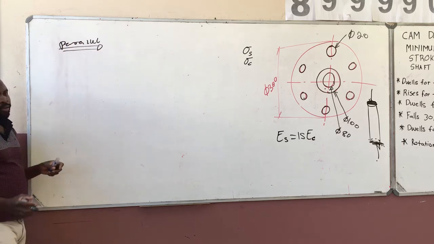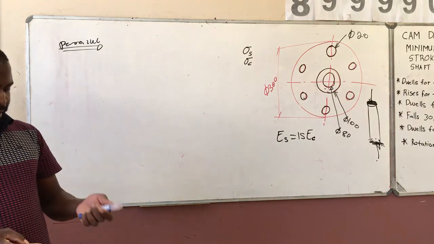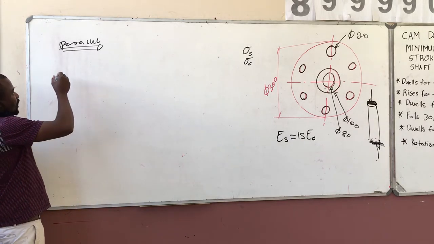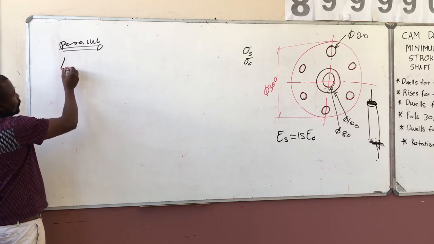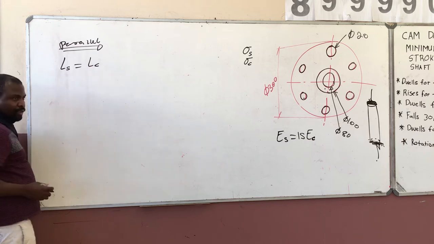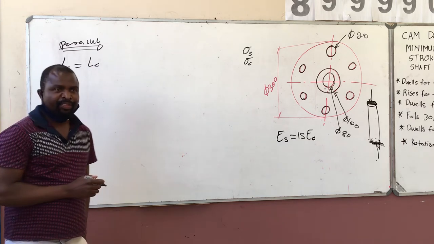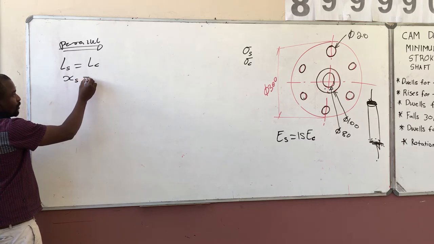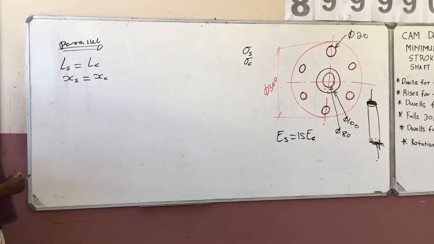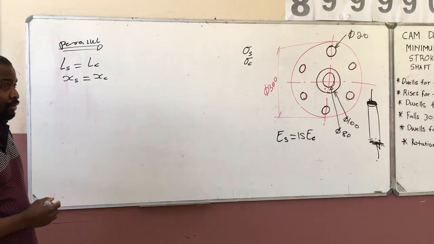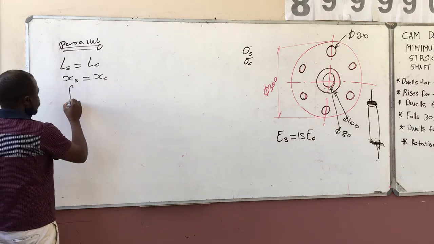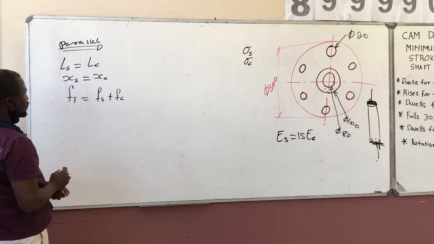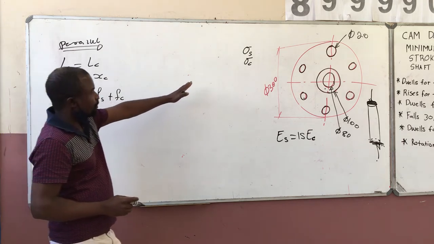For parallel, what is it that we know? Equal length, yes. L for steel is equal to L for concrete. What else do we know? The change in length for steel is equal to the change in length for concrete. What else? Total force: F_S plus F_C.